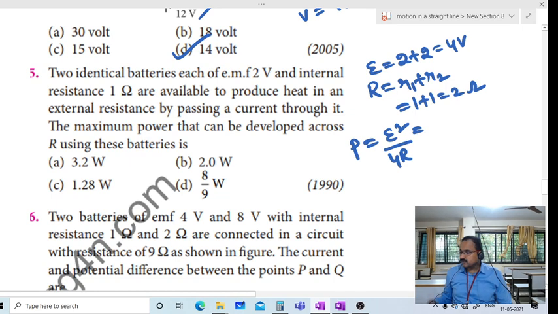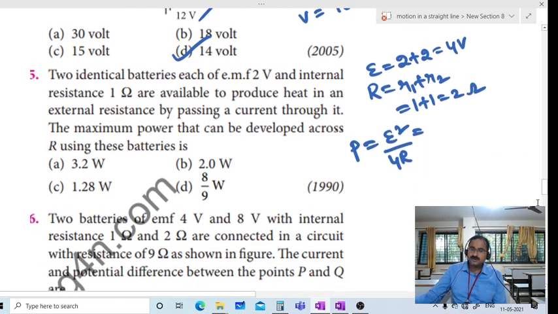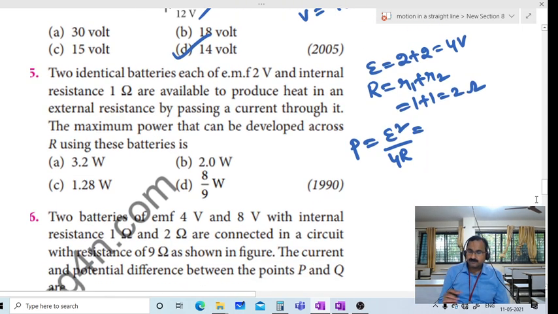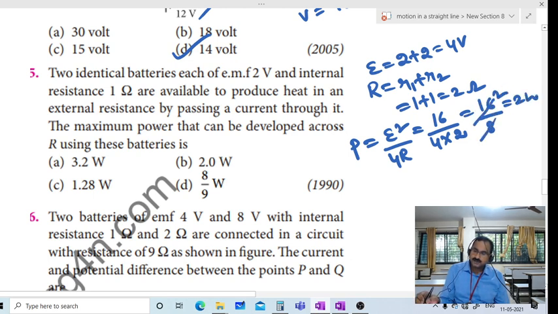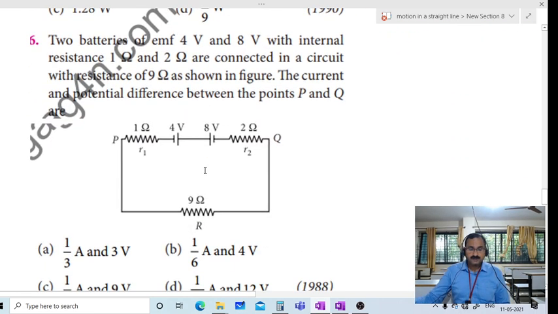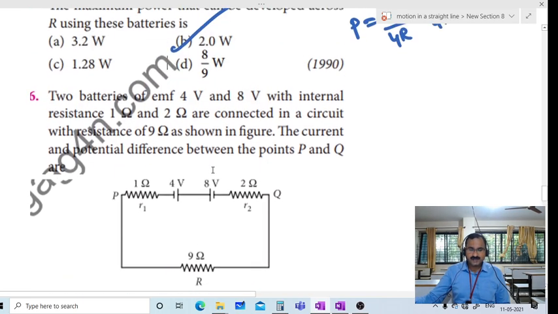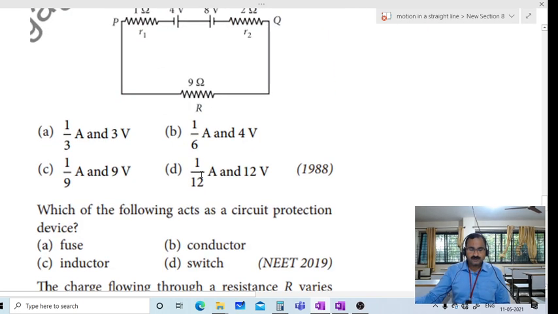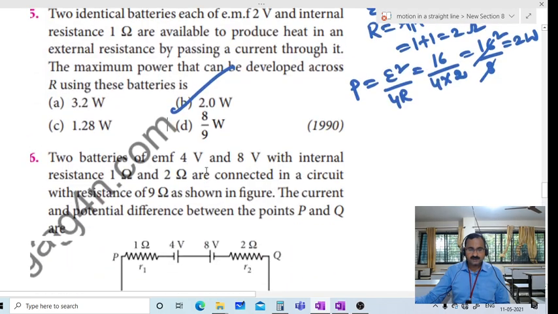By solving that, E square divided by 4R: E square means 16, divided by 4 into 2, that is 16 divided by 8, just 2 watt. We are getting 2 watt for that. Right, this is also the same model, a direct equation: I is equal to net EMF divided by total resistance.